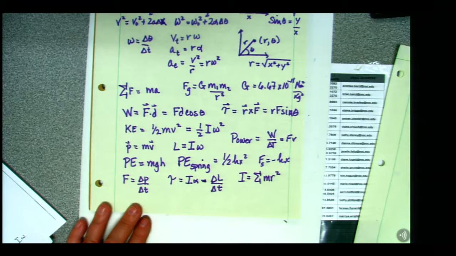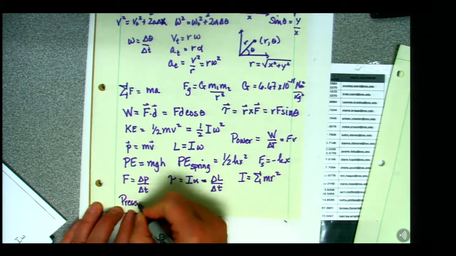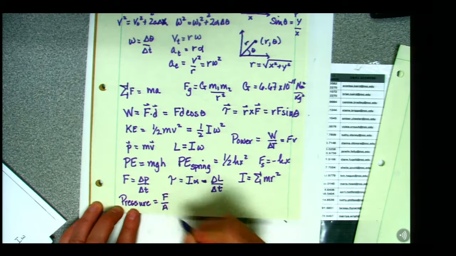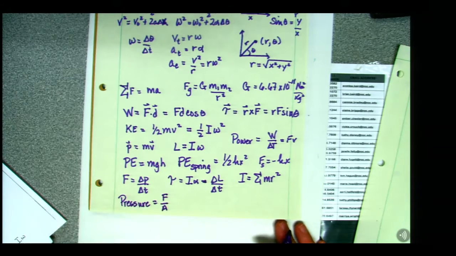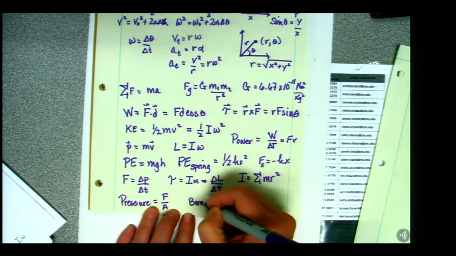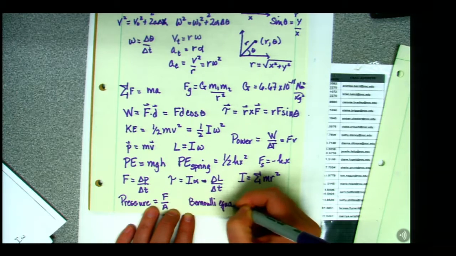And I think I've got everything written down, except for the two that we will see coming up in chapter 9. And that is pressure, which is what we're about to start looking at. Pressure is equal to force per unit area. And since I can't do Bernoulli's equation off the top of my head, we'll get there. We'll get Bernoulli's equation as well.